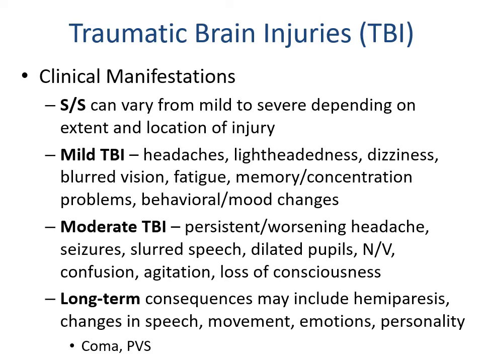So, clinical manifestations of traumatic brain injury. These can vary from mild to severe depending on the extent and location of the injury. With a mild traumatic brain injury, we may see headaches, lightheadedness, dizziness, blurred vision, fatigue, memory or concentration problems, behavior and mood problems. A moderate TBI: persistent or worsening headache, seizures, slurred speech, dilated pupils, nausea and vomiting, confusion, agitation, loss of consciousness. And long term, we may see hemiparesis, changes in speech, movement, emotions, personality shifts, and then possibly even coma or persistent vegetative state.